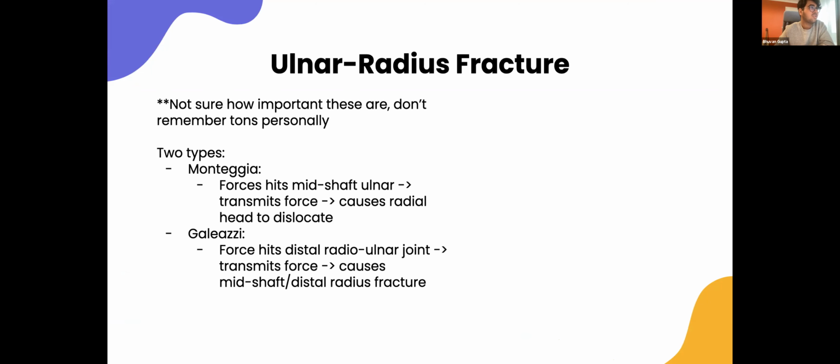All right. Ulnar radius fractures. These aren't too important. I don't remember covering them tons. So I'm just going to leave this slide here for you guys to refer back to. But basically the Monteggia fracture causes the radial head to dislocate, whereas the Galeazzi fracture will cause the midshaft or distal radius fracture. But they're more likely to cause the radius fracture, I think, yeah.